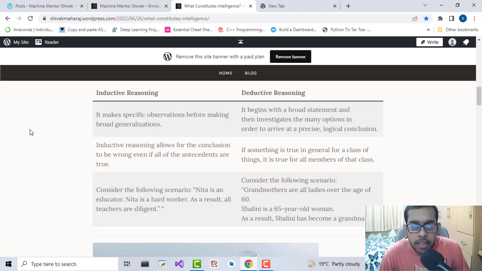Deductive reasoning. If something is true in general for a class of things, it is true for all members of that class. Inductive reasoning. Consider the following scenario. Nita is an educator. Nita is a hard worker. As a result, all teachers are diligent. Deductive reasoning. Consider the following scenario. Grandmothers are all ladies over the age of 60. Shalini is a 65-year-old woman. As a result, Shalini has become a grandma.